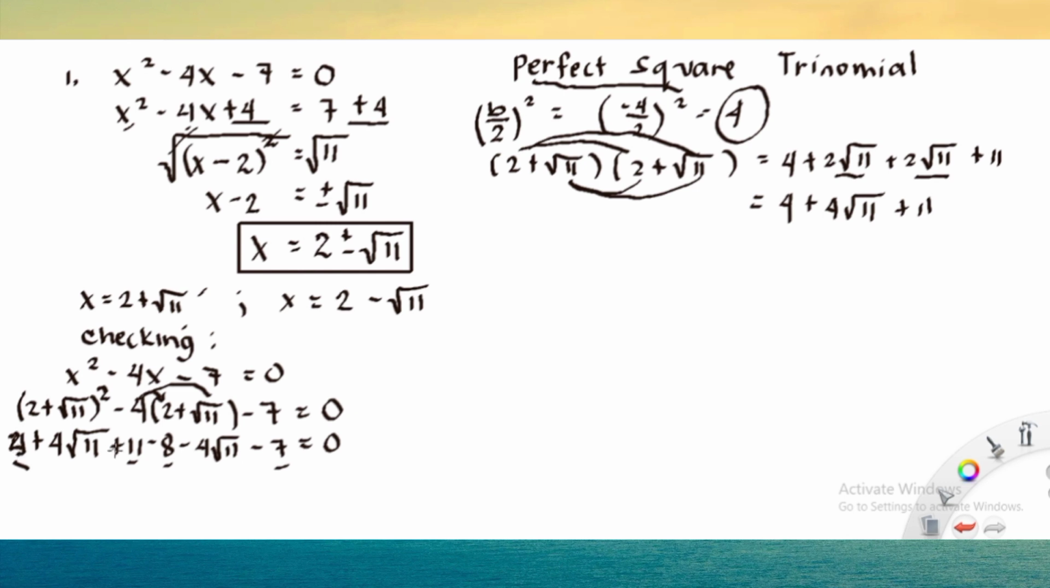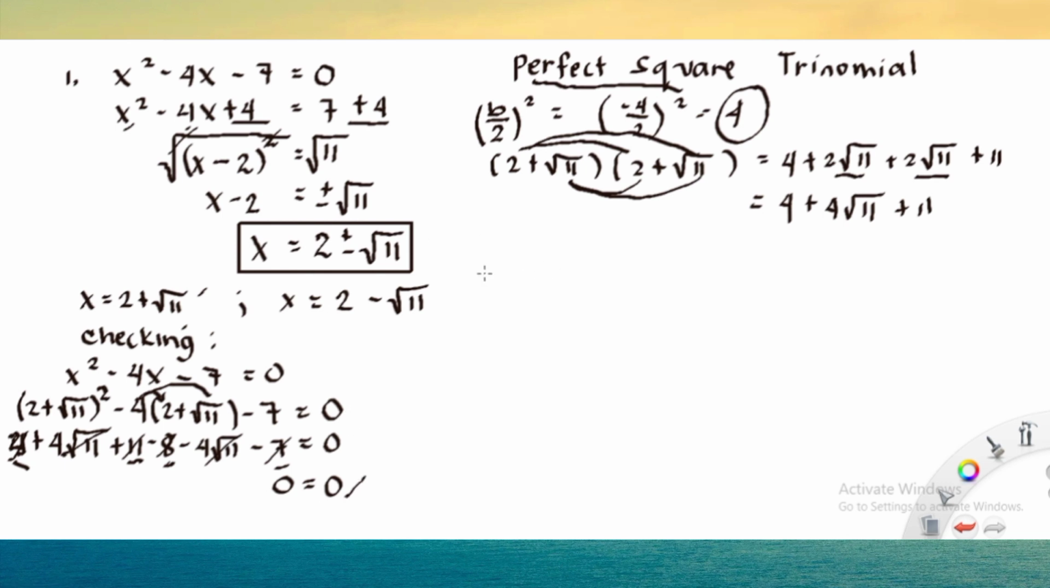Combine. 4 plus 11 is 15. 15 minus 8 is 7. 7 minus 7 is 0. So, nothing is left. It means the constants canceled out. And then 4 square root of 11 minus 4 square root of 11. 4 minus 4 is 0. So, 0 times the square root of 11 is 0. So, this is gone too. So, 0, which is equal to 0. Therefore, our answer is correct.